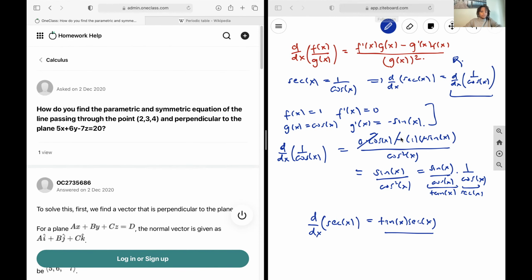Next up, we'd like to find the parametric and symmetric equation of a line passing through the point (2, 3, 4) and that is perpendicular to the plane 5x plus 6y minus 7z is equal to 20.